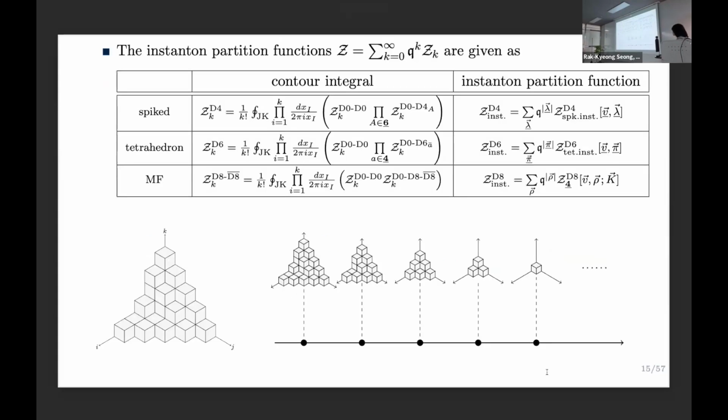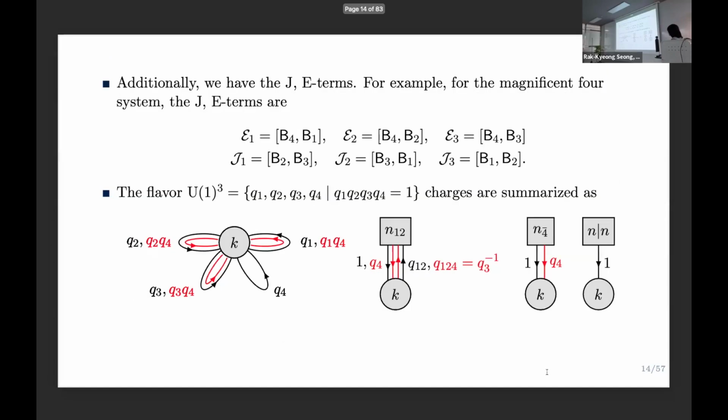Then you can compute the partition function using the JK residue formalism. And generally, all the systems will look like this form. For example, if you think of a spiked instanton, the contour integral will factorize into the D0, D0 contributions and also the D0, D4 contributions. So this one is the D0, D0 contributions, and this one is the D0, D4. And given the flavor charges, you can write down the witten index and compute the contour integral.